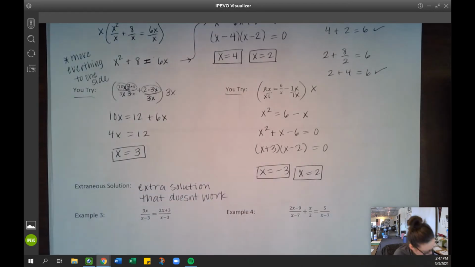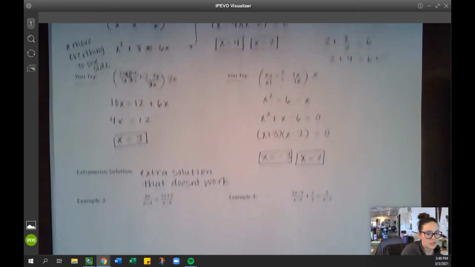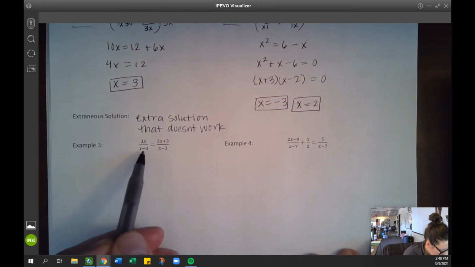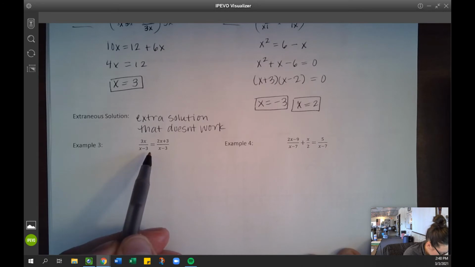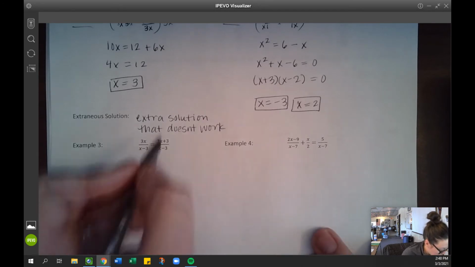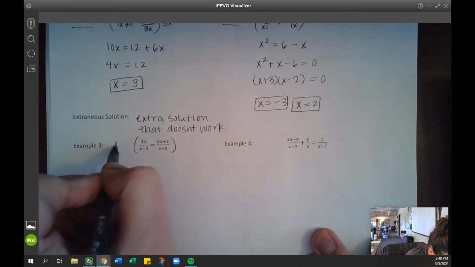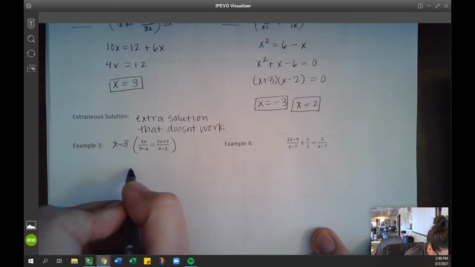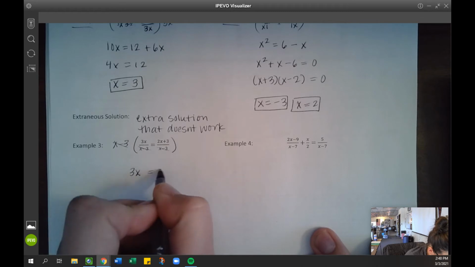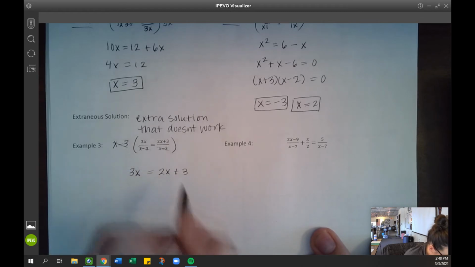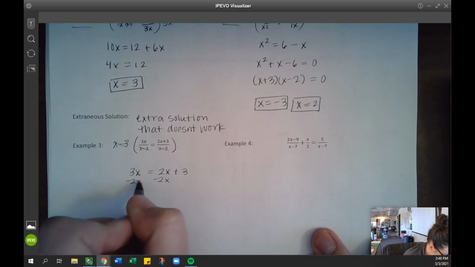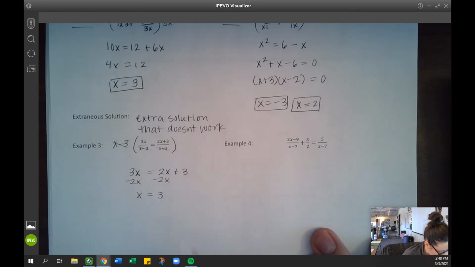And we will see exactly what that means here in the next couple of examples. So, example 3, nothing to factor. Also, we already have a common denominator, so I can go ahead and just skip right to clearing that out. Those are going to cancel, and I'm just left with 3x equals 2x plus 3. Just going to subtract 2x from both sides, so I get x equals 3.